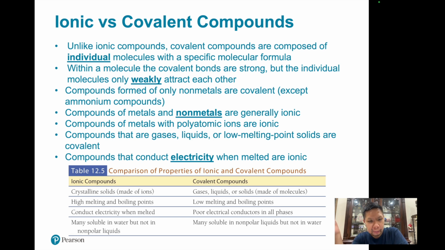It's a little different with covalent compounds. A covalent compound doesn't do that. It doesn't have the every-other-atom kind of arrangement in a crystal. A covalent compound is made of a whole bunch of individual molecules, right? Also, the bonds within covalent compounds, which are covalent bonds, are strong, but the individual molecules are only weakly attracted to each other, right?